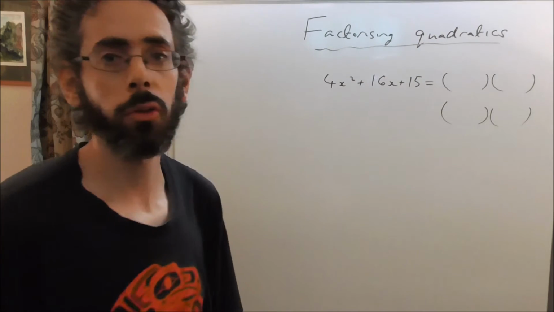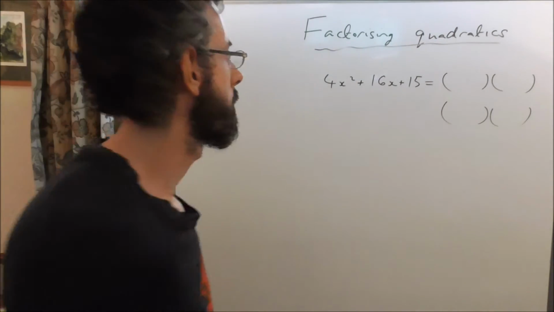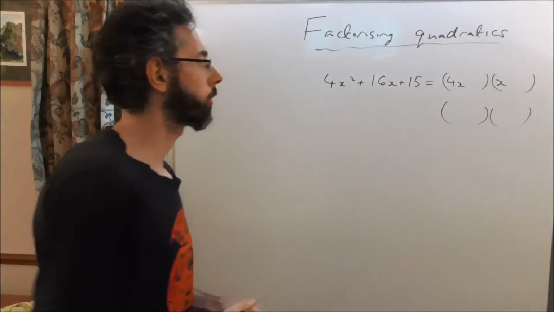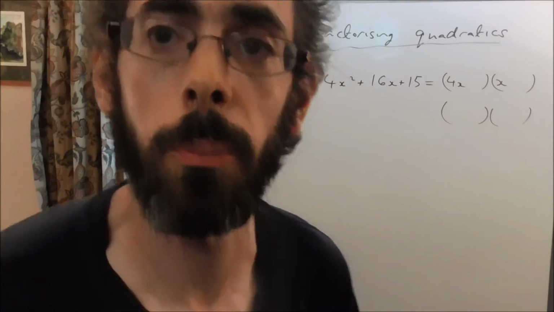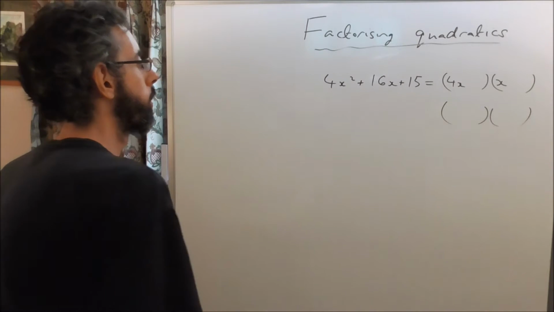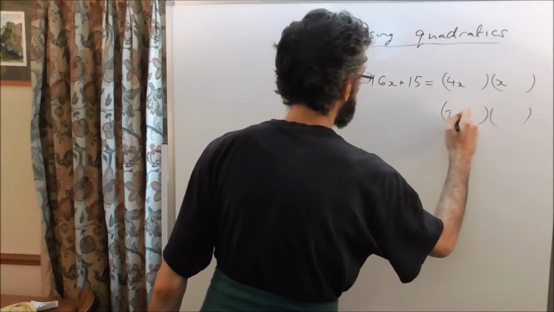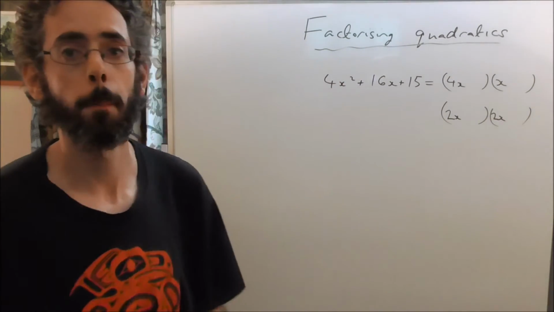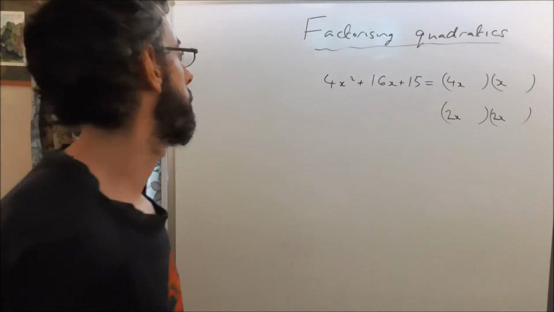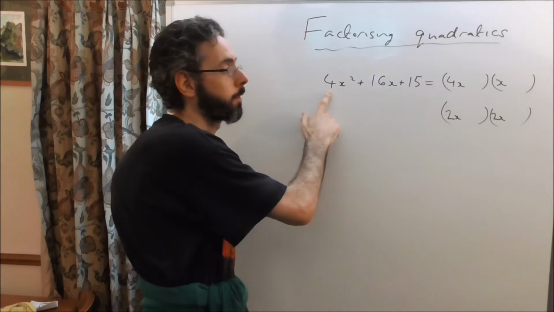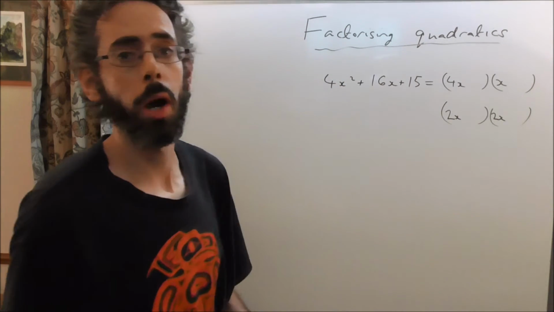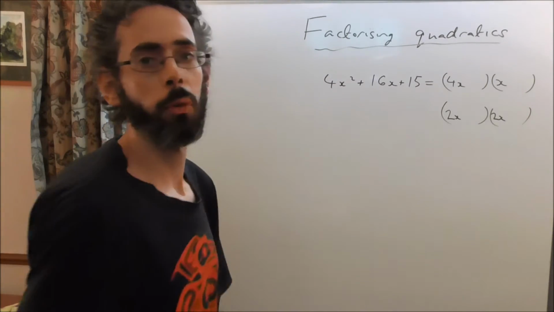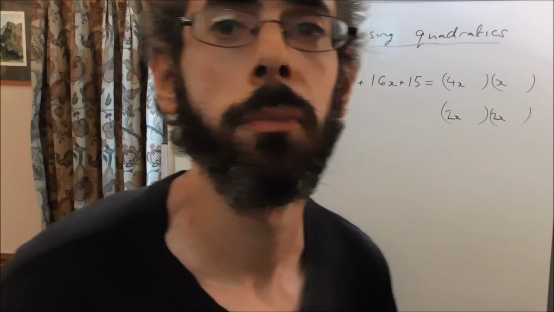The brackets could start 4x and x. 4x times x is 4x squared. So they could start that way. But there is another possibility as well. They could also start 2x and 2x, because 2x times 2x is also 4x squared. So whenever the number here is not a prime number, the brackets could start more than one way. So if we had 6x squared or 8x squared there, we'd have the same problem.